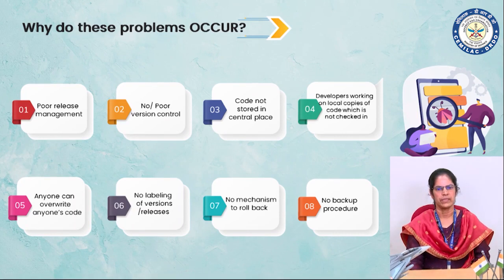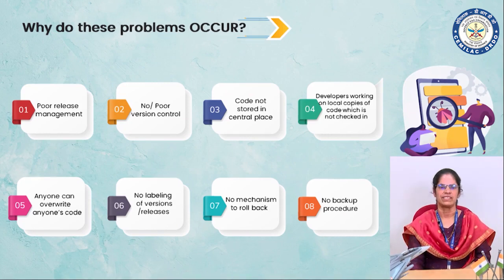All these problems lead to the situation of "yesterday it worked fine, but today it's not working." There is no consistent or predictable behavior. So, without software configuration management, we may end up in an alarming situation and may not be able to deliver the product in time.